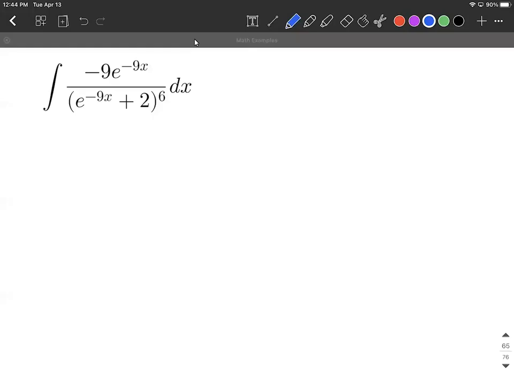All right, let's do some integrating. We're going to use substitution to help us out on this one. And at first glance, this problem looks like a doozy. So what we want to do is pick the inner function and let that be u.